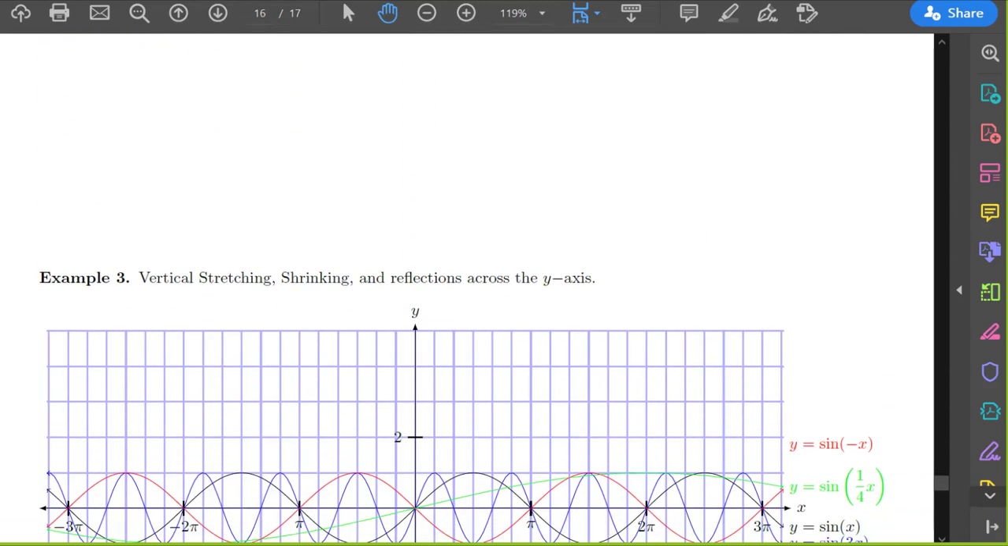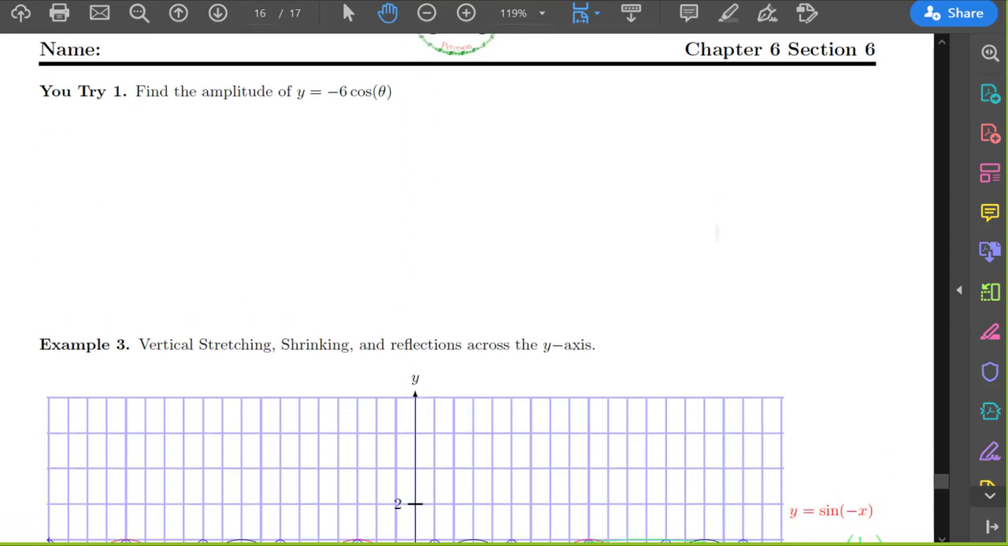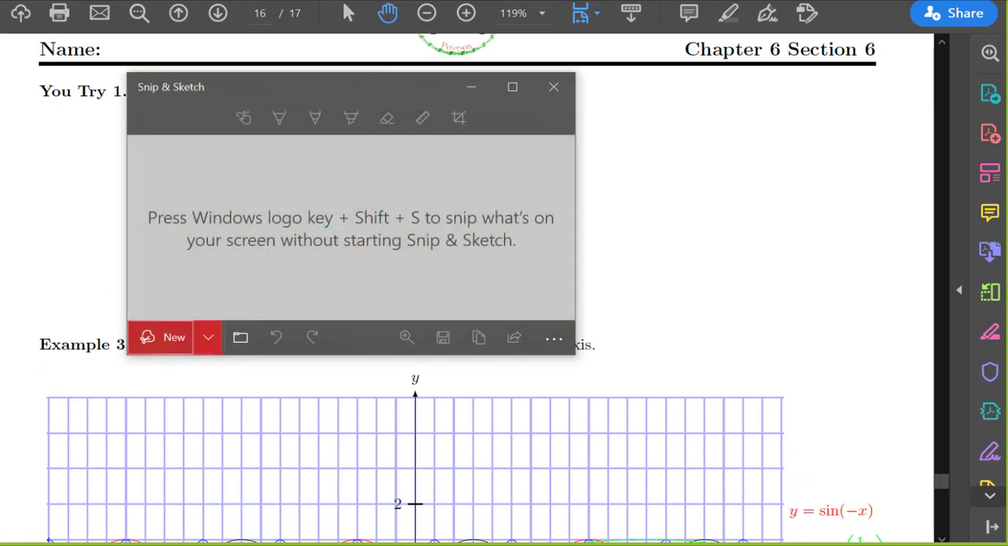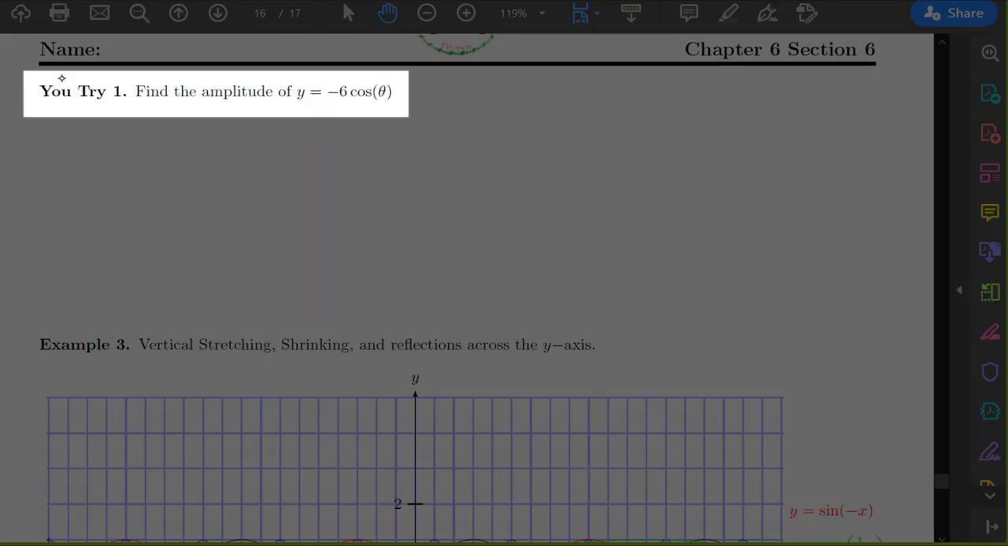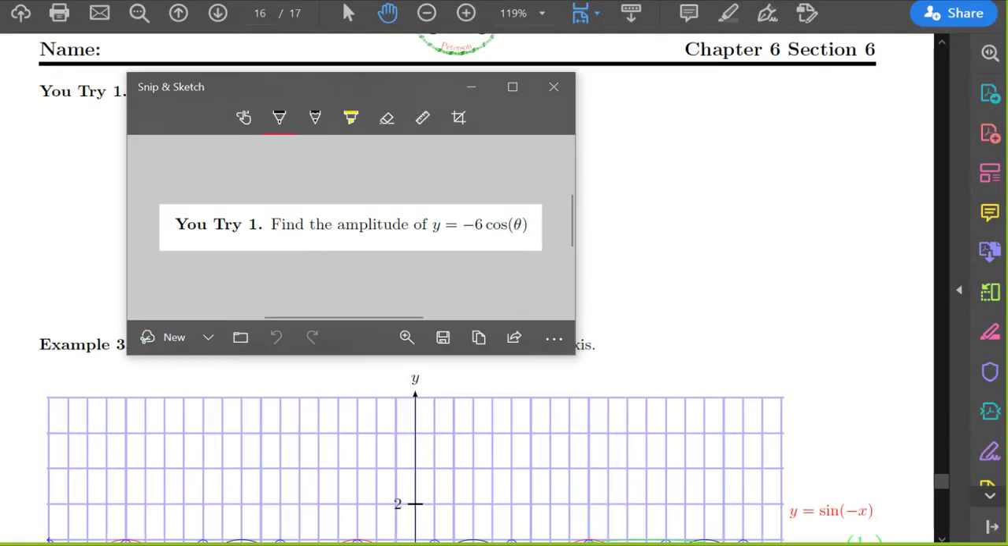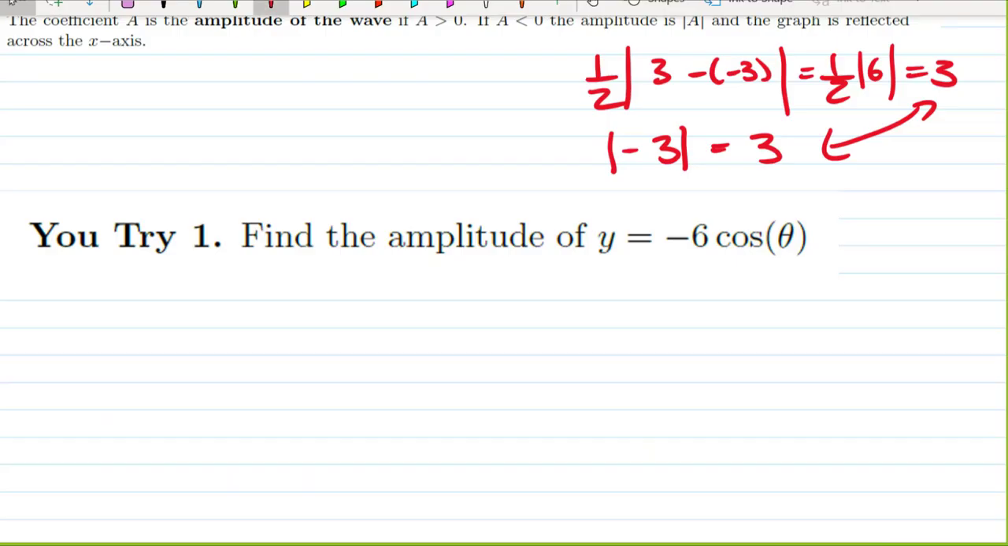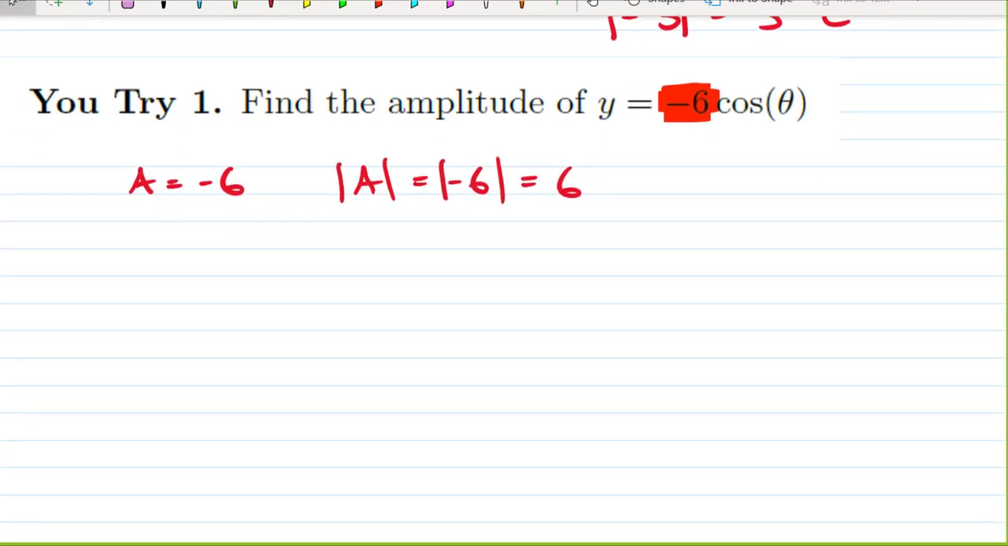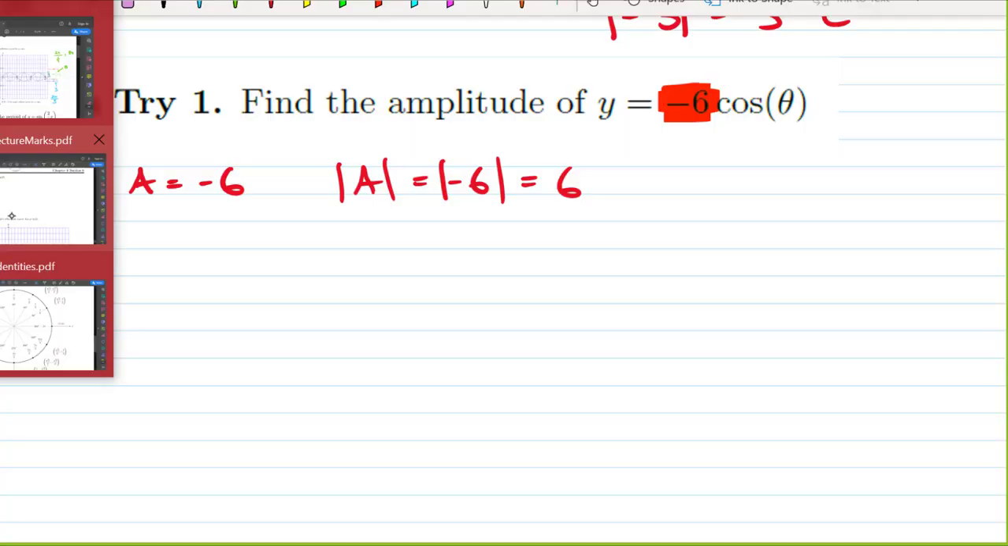All right, so now it's your turn. Let's have you go ahead and you try number 1. If we identify our A in this case is going to be negative 6. So then the absolute value of A is the absolute value of negative 6, which gives us 6. So the amplitude of that wave is going to be positive 6.